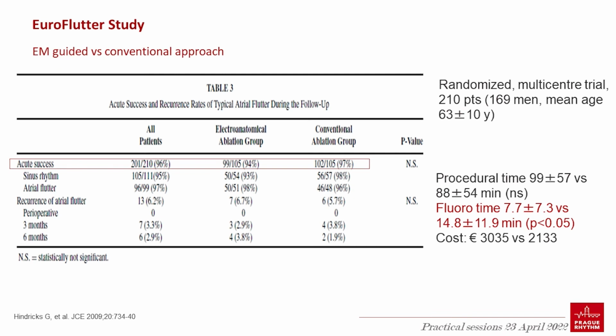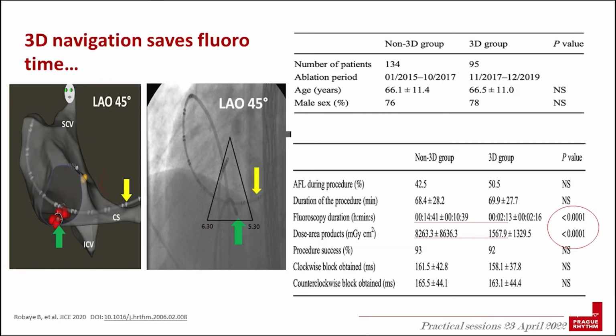This simple strategy was used in a randomized flutter study in comparison with the conventional electrogram and flutter-guided approach. It showed that the electroanatomical mapping system reduced flutter time significantly during the procedure, but was a little bit more expensive. But acute success was the same in both groups. Later, other studies have shown significant reduction of flutter time and radiation dose when using electroanatomical mapping systems during ablation.